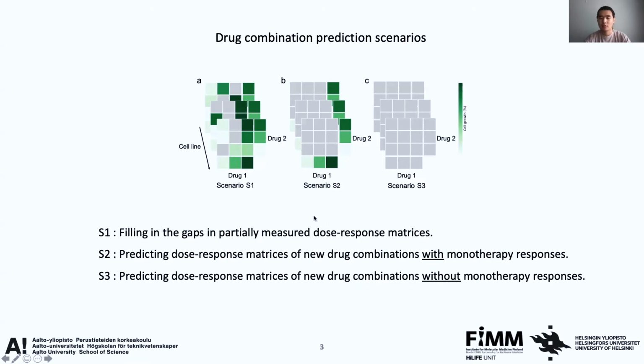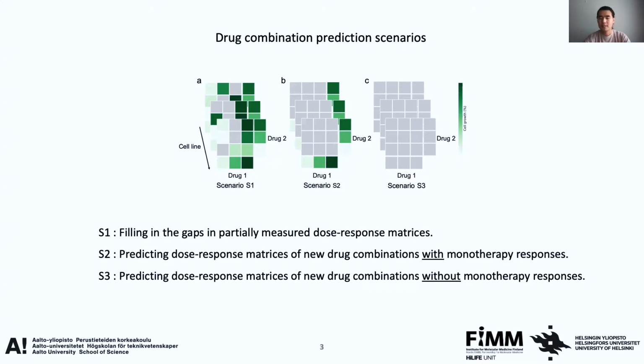And in the second scenario, we don't have the combined responses of this drug pair across all the cell lines, but only their monotherapy responses. So the task is to predict those combination responses with the known monotherapy information, along with the responses of each of the 2 drugs in combination with other drugs in the tensor. In the third scenario, we don't have the response information of this drug pair, including their monotherapy responses. And the task is to predict the complete dose response matrices based on the responses of each of the 2 drugs in combination with other drugs in the tensor.